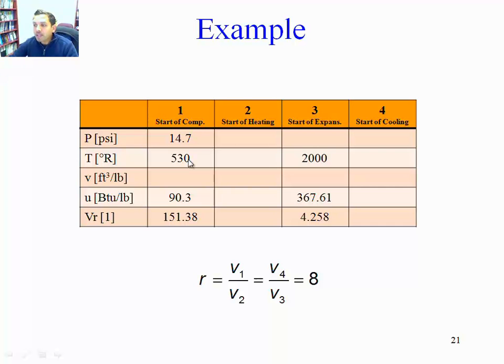But at 530 Rankine, we can find that the energy of air is 90.3 BTU per pound, and the VR, or relative volume, is 151.38. At 2000 Rankine, the internal energy of air is 367.61 BTU per pound, and the VR is 4.258. So let's see how we use this information, by using the air tables.